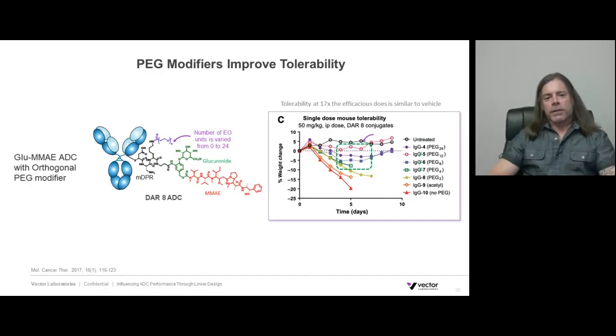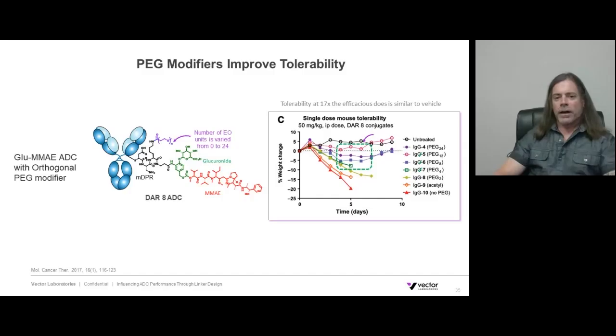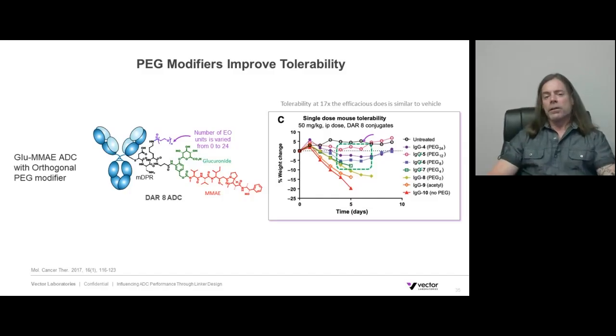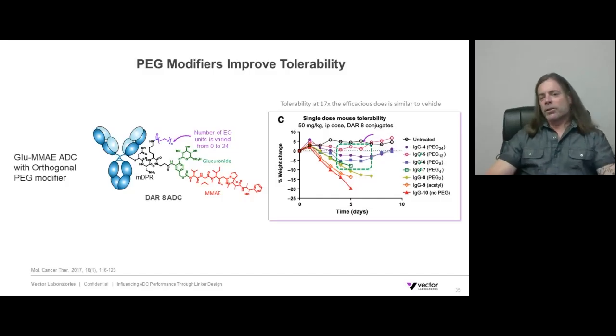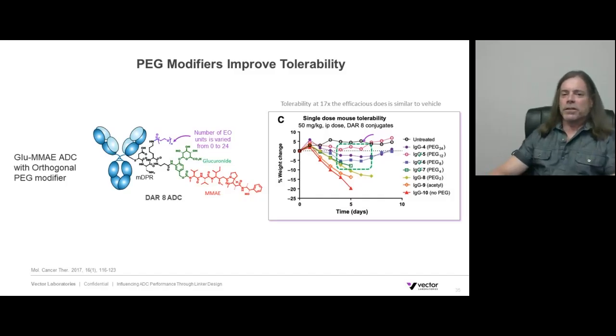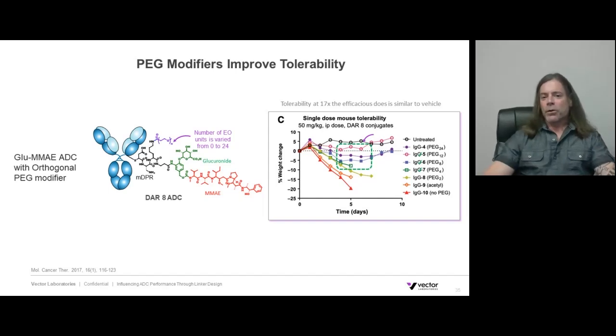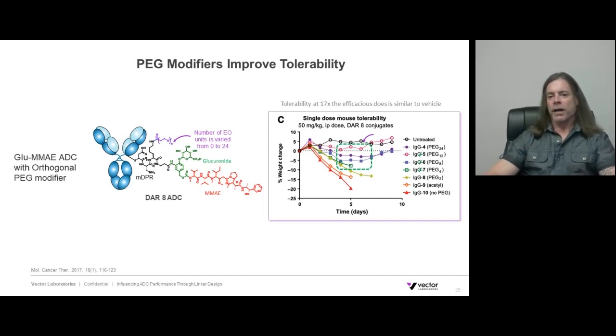They're looking at the effect of that orthogonal PEG modifier on the tolerability as assessed by loss of body weight. They're varying the number of ethylene oxide units in that side chain. The chart over on the right shows the percent body weight change. And what we can see is that these DAR8 ADCs, their tolerability when dosed at 17 times the efficacious dose is similar to vehicle for the PEG-8, the PEG-12, and the PEG-24 modifiers.